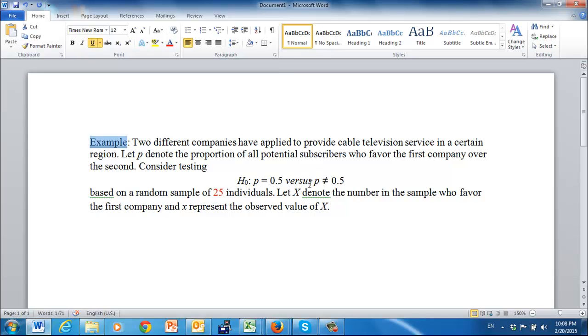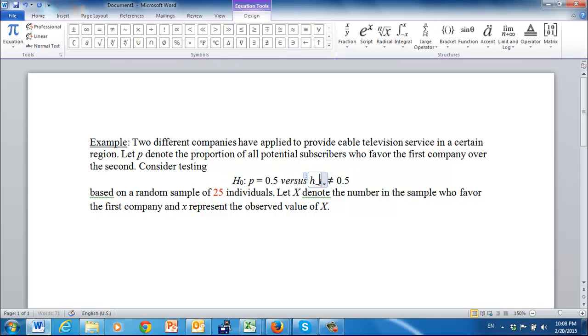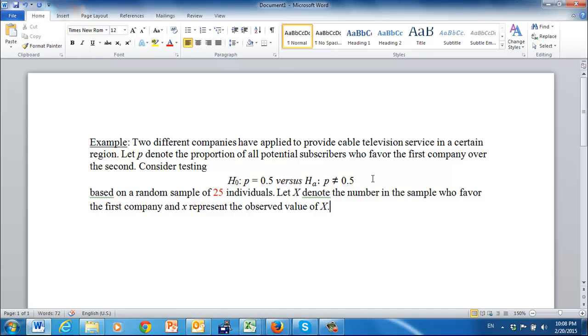By the way, because of the alternative hypothesis, we should set that right here, that the alternative hypothesis is HA, proportion not equal 0.5. Because it's not equal, that means the test is two-tailed. And we have a random sample of 25 individuals. X is going to be how many people in the sample favor the first company. Possible values of X range from 0 to 25, right?